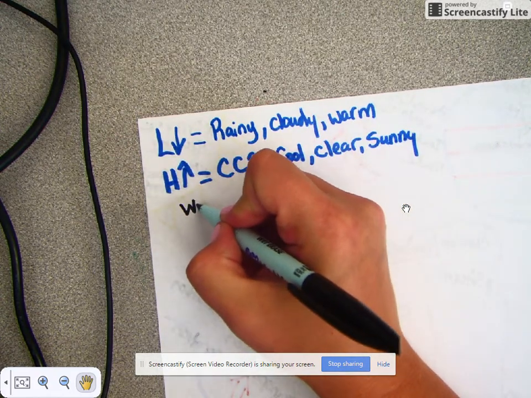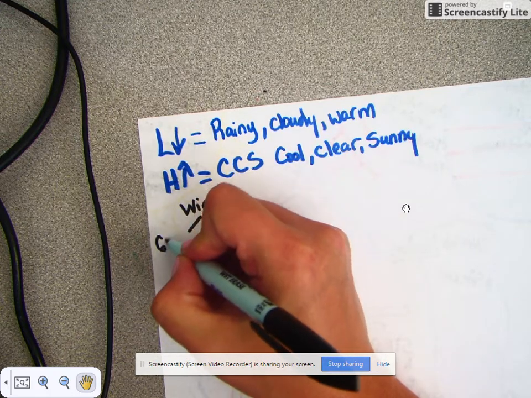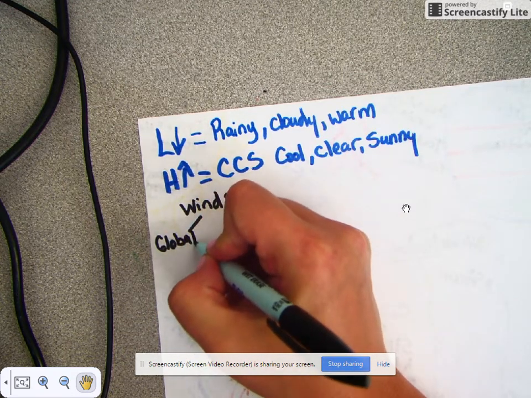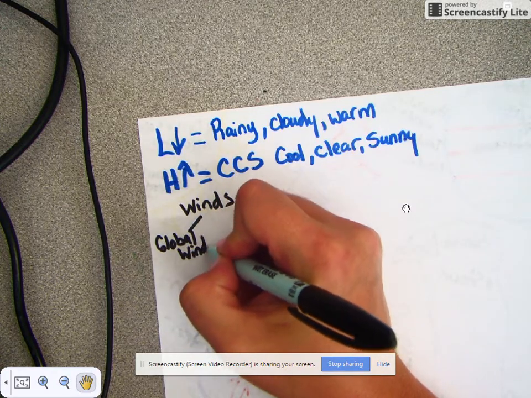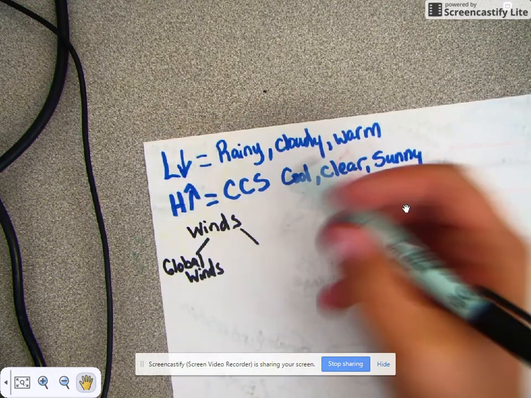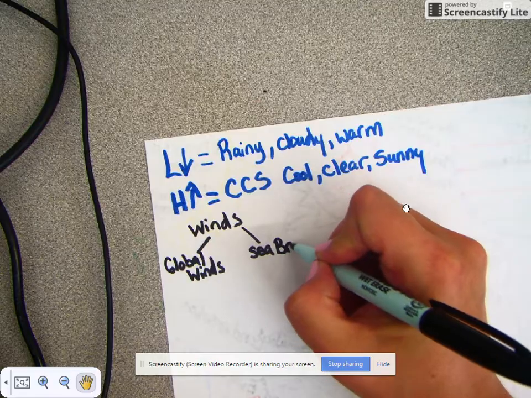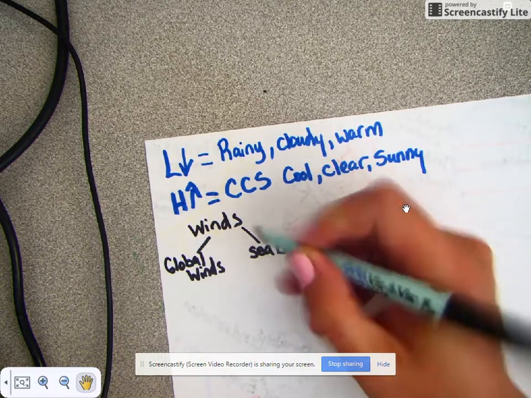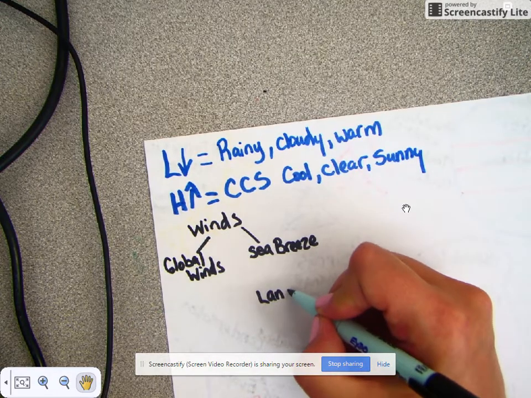Okay, next thing that we're going to talk about are winds. And there's two kinds of winds. We've already talked about one, global winds. Global winds are like your prevailing winds. And we're going to talk about another one right now, which is a sea breeze. And then we're going to leave a little bit of space so we can draw something, and then a land breeze.